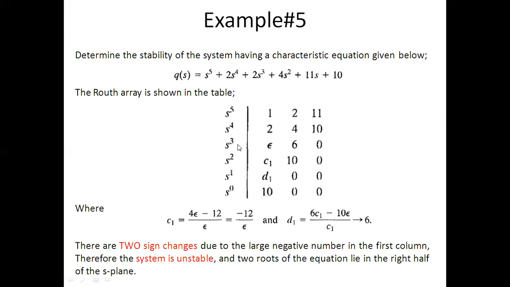Here we are finding the value for s cubed, which is 1 into 4, 4, minus 2 into 2, 4, 4 minus 4 equal to 0. But here it is 1 into 10, minus 2 into 11, that is 22. So 10 minus 22 is minus 12. Minus of minus 12 is plus 12, divided by 2 is 6. So it is clear that for that particular row, this element is 0 and this one is 6. For that row the first column value is zero, but the other values are not zero, so we can replace that zero with epsilon.